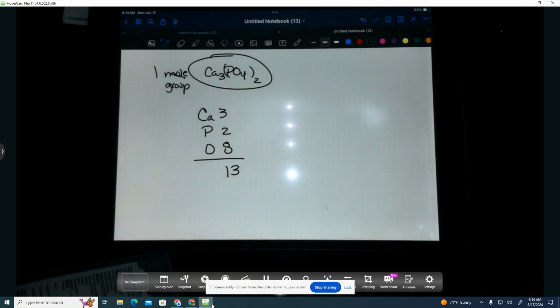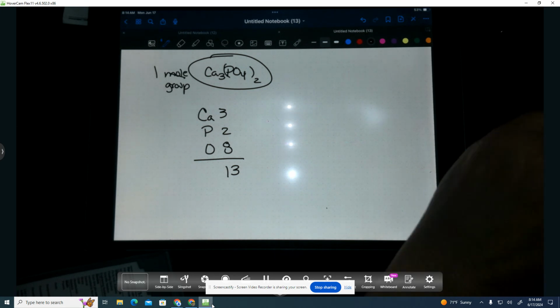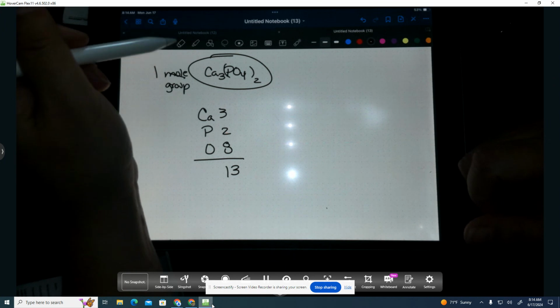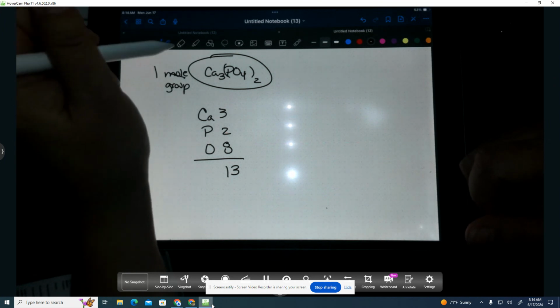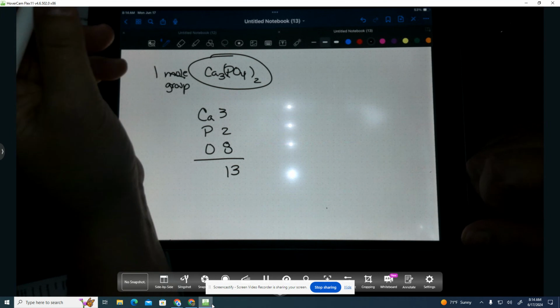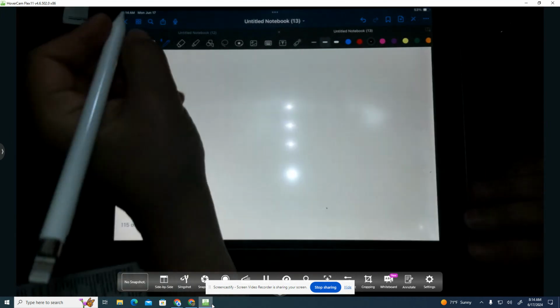How many groups of atoms are in one group of the calcium phosphate? That's what they're asking. If you look at that question, it says how many moles of atoms are in 1 mole of calcium phosphate, right? Isn't that what it said? Okay. So let's change it, let me write that.